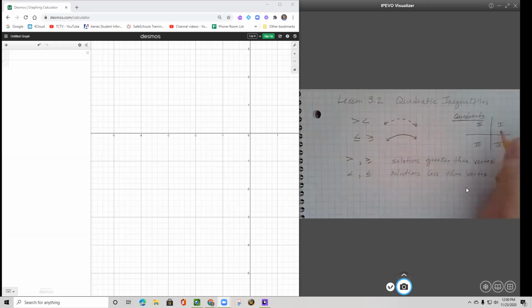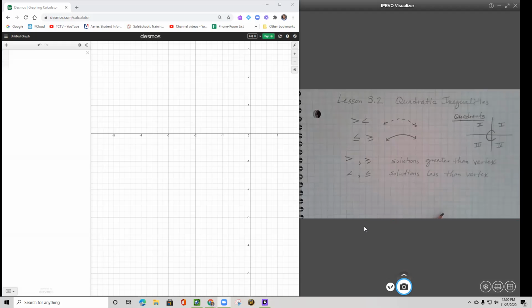To remember how to number your quadrants, you can draw a C around the origin. Think counting. So C, 1, 2, 3, 4. And we use Roman numerals to label the quadrants. That's the big, scary deal with quadratic inequalities.